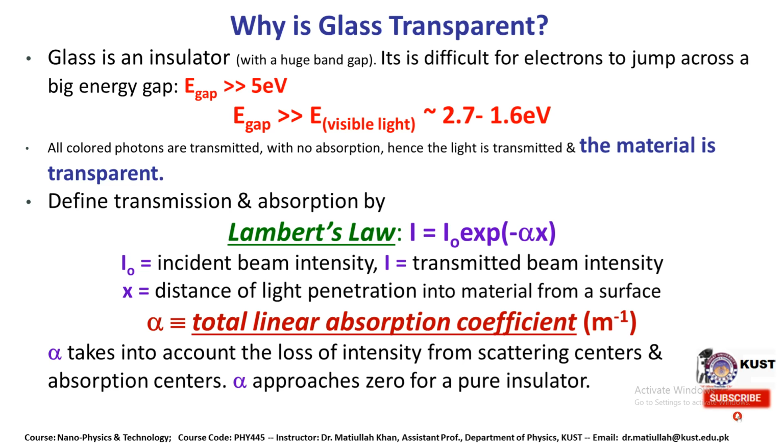so there is no absorption. So E gap is greater than 5 electron volt, while for visible light the range is 2.7 to 1.6 electron volt. So all color photons are transmitted with no absorption, hence the light is transmitted and the material is transparent. So this is something from the well known equation.